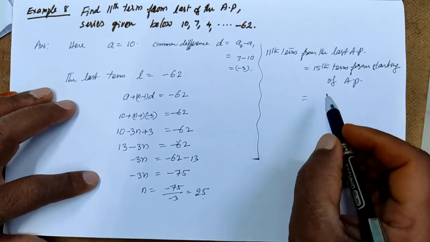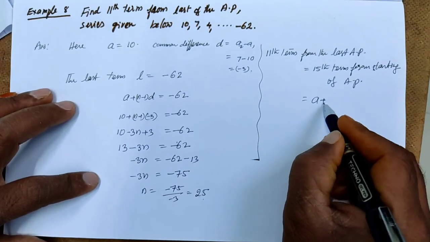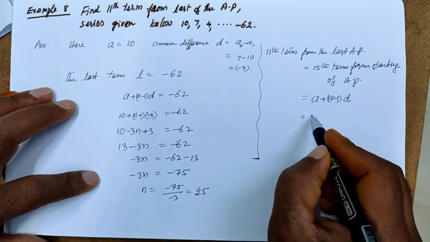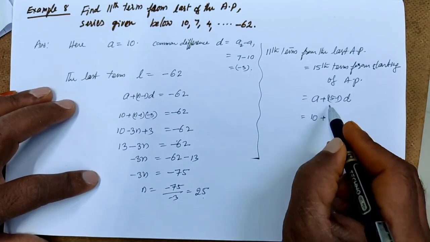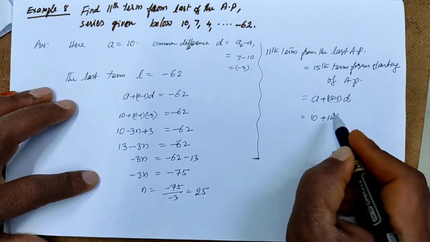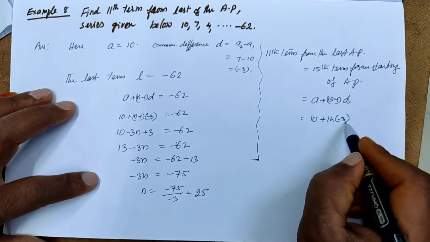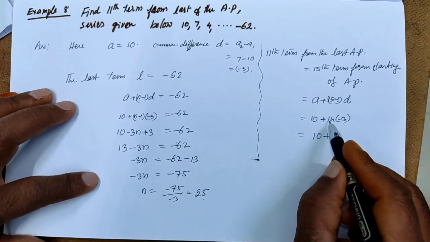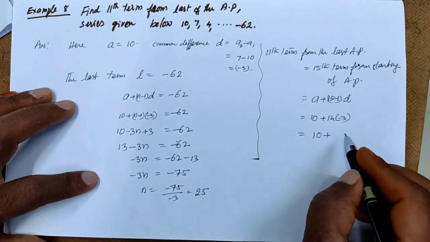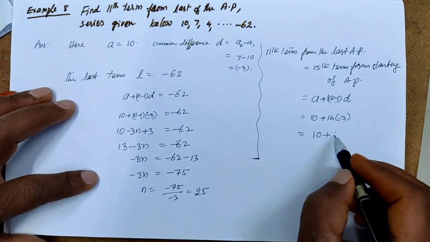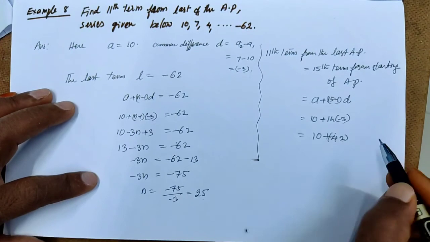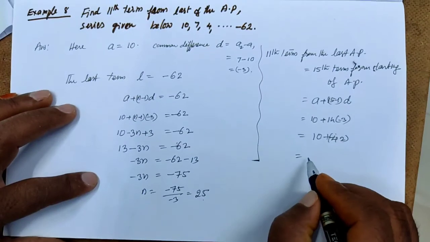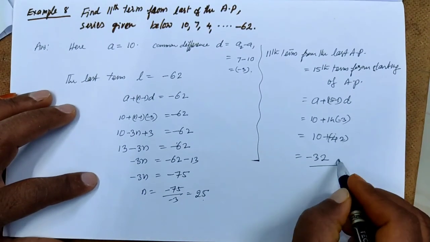Now the 15th term is written as a plus 15 minus 1 into d, where a is 10, plus 15 minus 1, which is 14, and d is minus 3. So 10 plus 14 times minus 3. 14 times 3 is 42. So 10 minus 42 is equal to minus 32. So this is the answer.